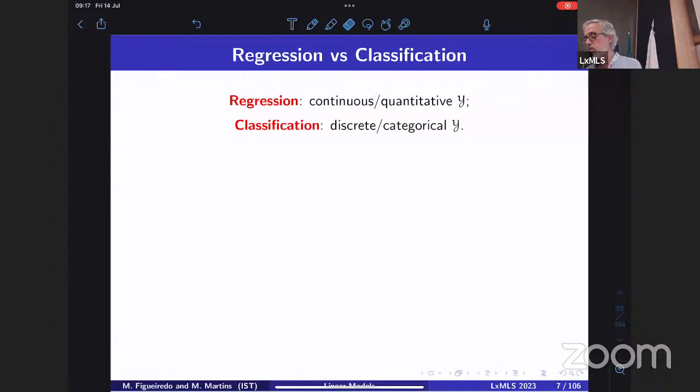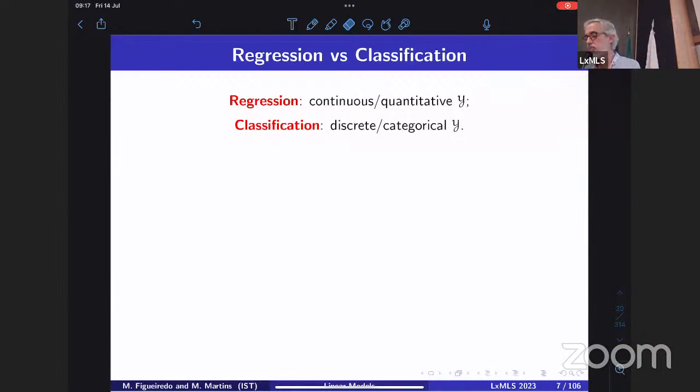Then there's discrete or categorical. Again, I don't like the word discrete there. It's more like categorical. And the key distinction is that in classification, the set in which you are building the prediction has no order. You're classifying a text into one of several classes, and the set of classes has no order. You can put it in any order, and the order plays no role.